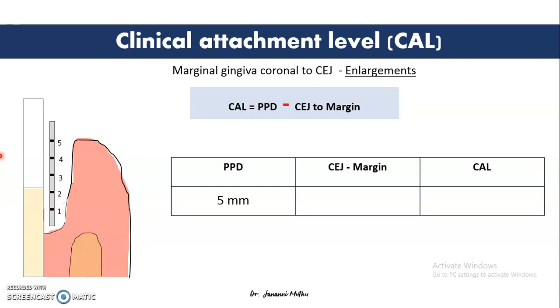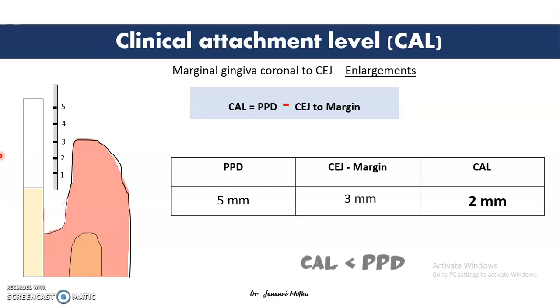In this case, CEJ will not be visible. Hence, it has to be identified with tactile sense. Run the probe from crown towards the root and you will feel a small dip or a catch. This point will be the CEJ. You will be able to do it with practice. In this case, the distance from CEJ to margin is 3 mm. So, CAL will be 5 mm minus 3 mm, 2 mm. In case of enlargements, the value of CAL will always be lesser than that of the probing pocket depth.